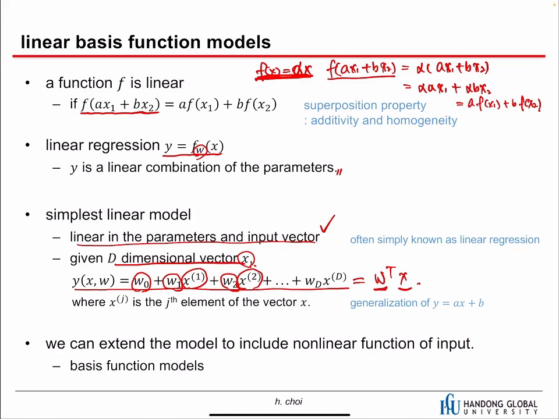We can extend this model to include nonlinear functions of the input. So we're going to change this part. Still, this is linear because we don't change this one. So this function is a linear function of w. We're going to just extend this with a nonlinear function.